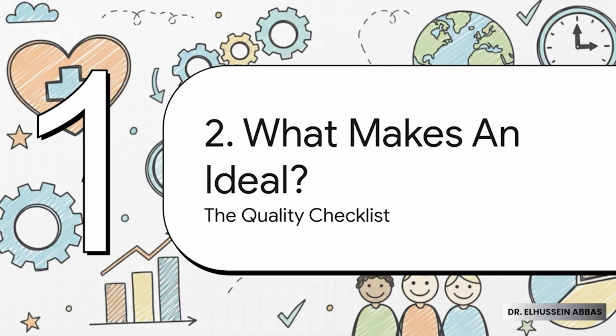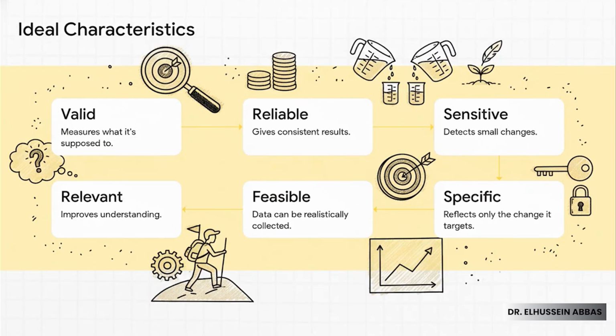But not all footprints are created equal, right? Some are deep and clear, others are kind of smudged. The same exact thing is true for indicators. There's actually a whole checklist for what makes one really, really good. So, for an indicator to be considered ideal, it's got to check a bunch of boxes.